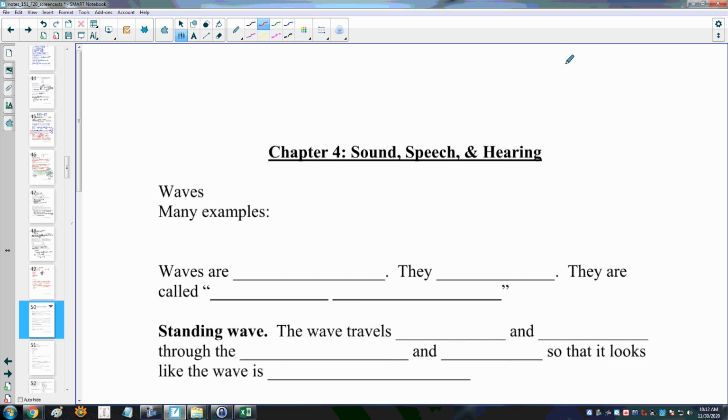Chapter 4 is all about the physics of sound, waves, the motion of waves, the production of sound in speech, and then the detection of sound in hearing. We will see many examples of waves.